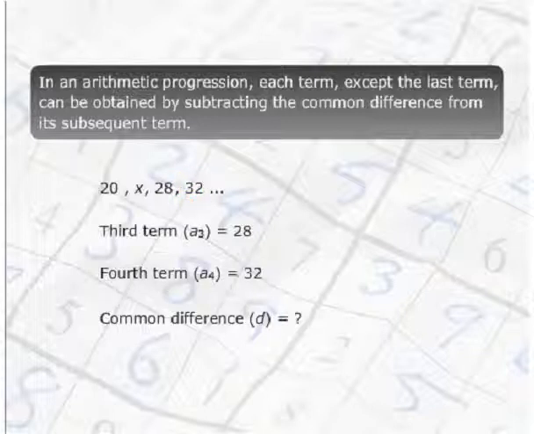Common difference, because it is common, has to be constant. So D is A4 minus A3, right? So 32 minus 28 or 4. So D we know, and we need to find the second term, which is X. And what did I tell you? Second term can be found by subtracting D from the third term. So A3 minus D, that is 28 minus 4, that is 24. So we got the value of X.